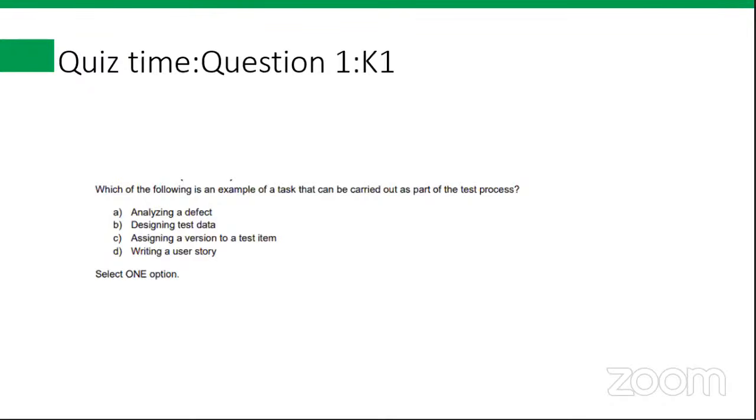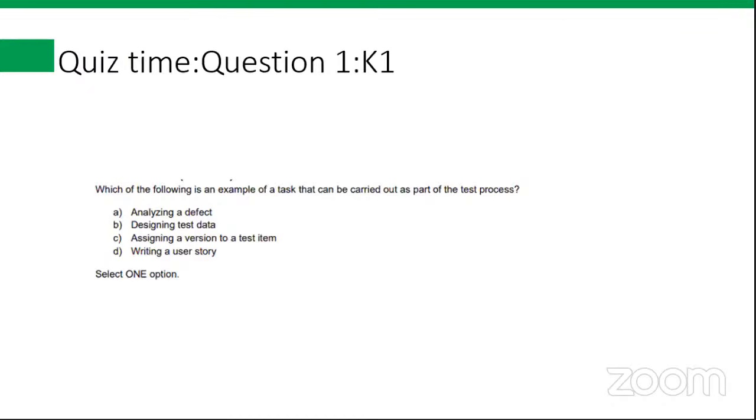So the first option is analyzing a defect. Analyzing a defect falls under debugging and not the test process. So if you see the keyword test process, you should be able to rule out that A is not an option because it says analyzing a defect. Then the second option is designing test data. Creation of test data always comes under the test process. That's a very general and crucial part of the testing process. Then you have option C, assigning a version to a test item. Whenever you see the term version, it definitely is linked to configuration management and not the test process. So with that point in mind, you will be able to rule out option C.